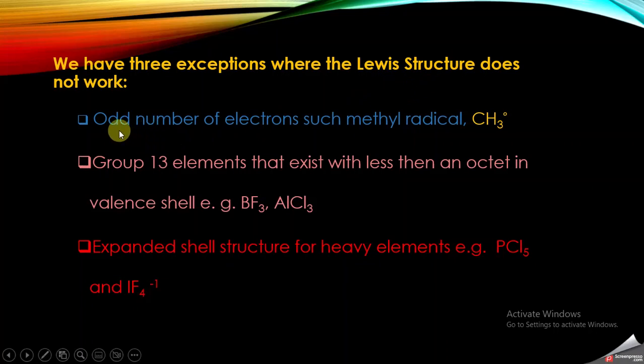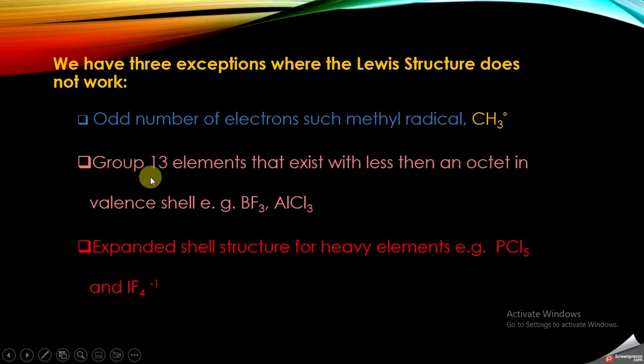The first one is the odd number of electrons, such as the methyl radical, and this is because one of the rules in the Lewis diagrams is that we have to assign two electrons, a pair of electrons, to each bond. So when we have an odd number of electrons, we cannot do that. Therefore the Lewis rules break down in that case. In this methyl radical, you can see it has this dot on the top.